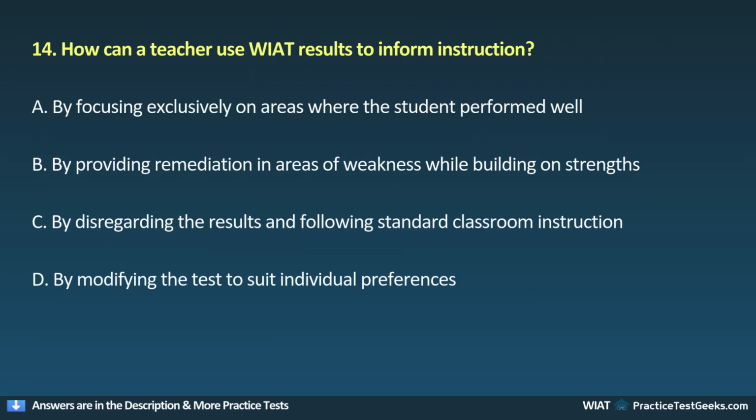14. How can a teacher use WIAT results to inform instruction? A. By focusing exclusively on areas where the student performed well. B. By providing remediation in areas of weakness while building on strengths. C. By disregarding the results and following standard classroom instruction. D. By modifying the test to suit individual preferences.